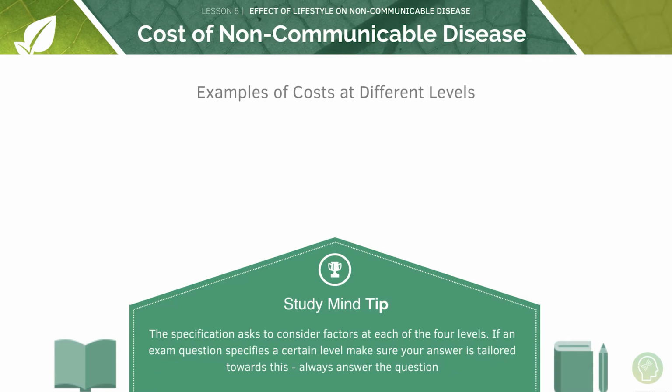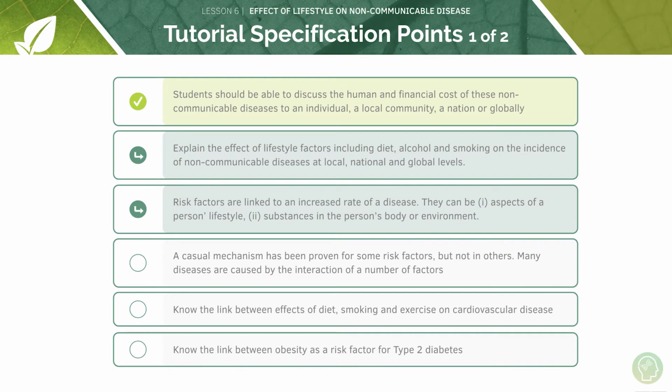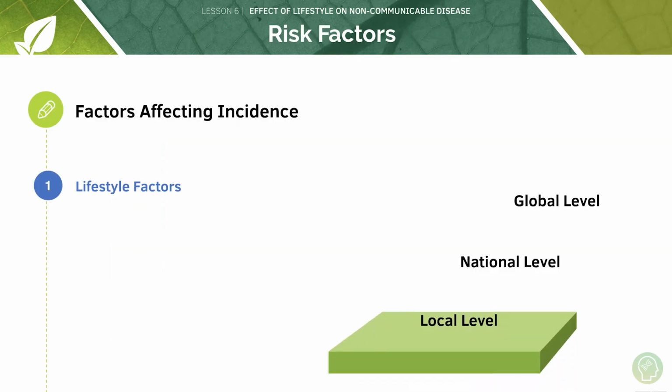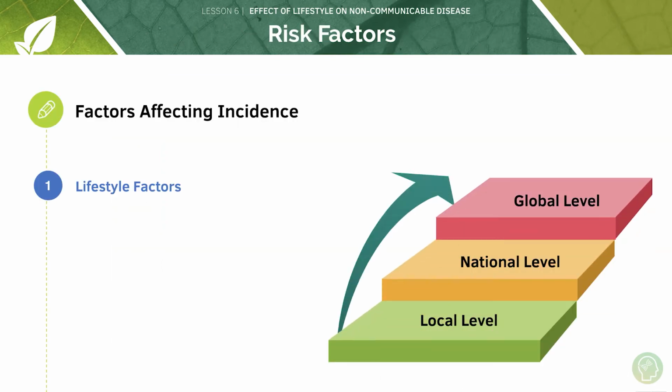But also, some questions may ask you to consider one of the factors at each of the 4 levels: on an individual level. So it might say on a global level, how may non-communicable disease affect people? And so you want to talk about that on the global level. So do read the question carefully. So now let's take a look at some examples.